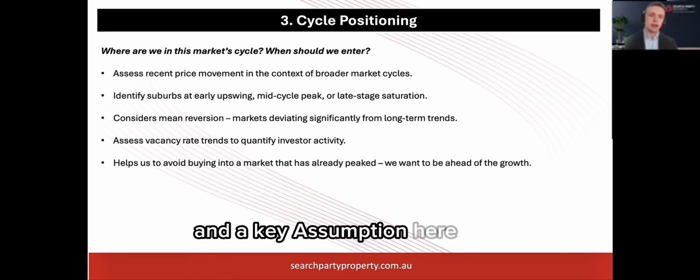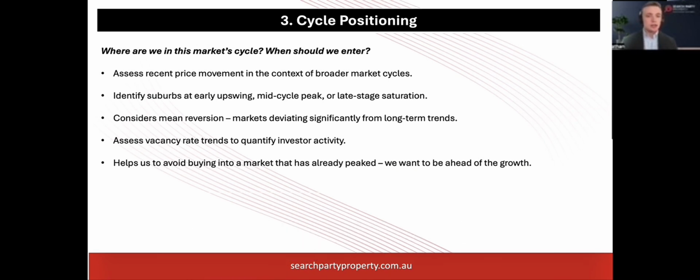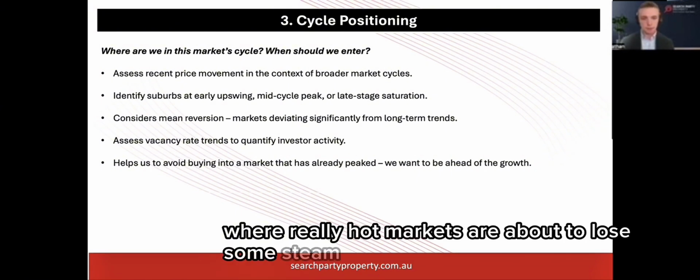And a key assumption here is something called mean reversion. Since we know that growth tends to average out over the long run, we can quite clearly see where growth is below the average, or where there's about to be a major shift in momentum in price, or conversely, where really hot markets are about to lose some steam.